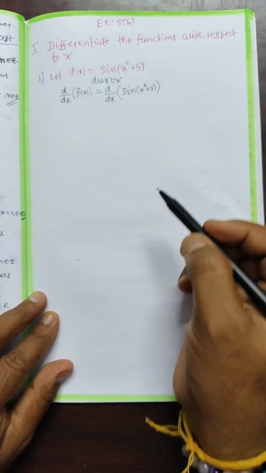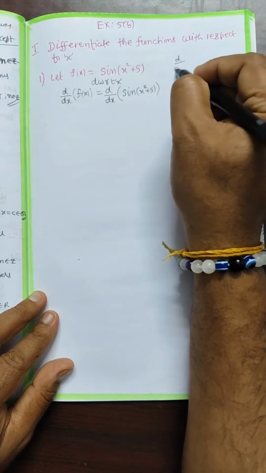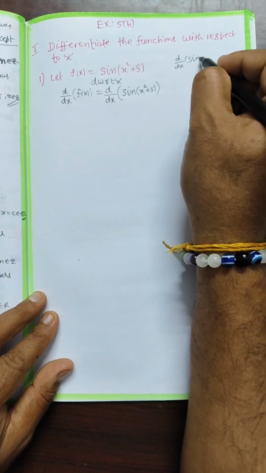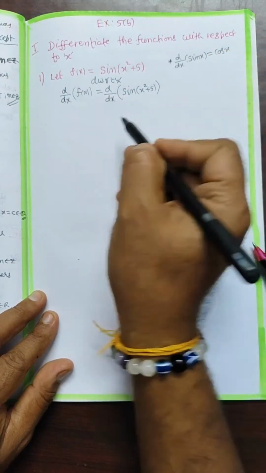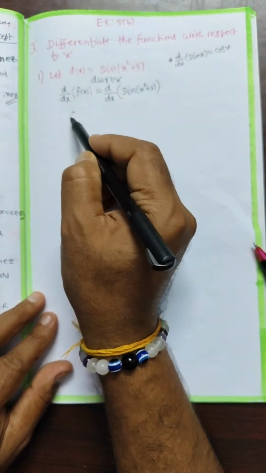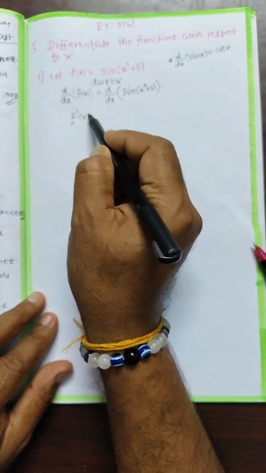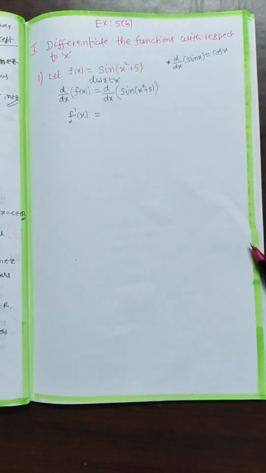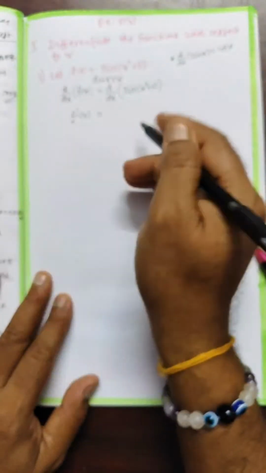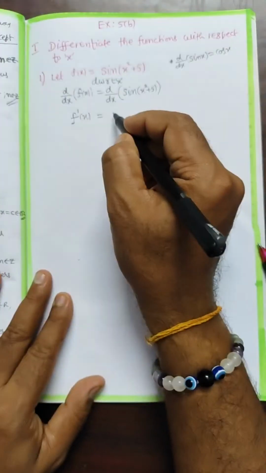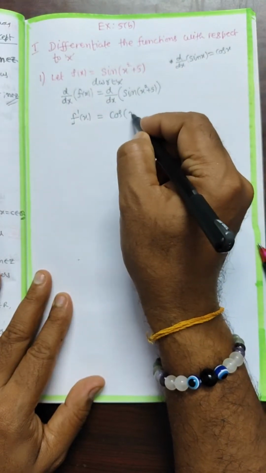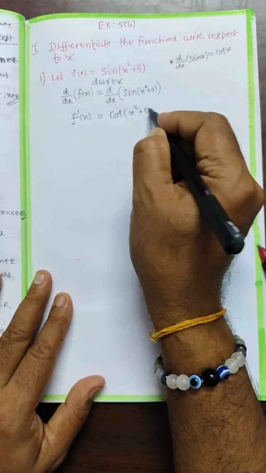d by dx of sine x, we know that d by dx of sin x is equal to cos x. So the same formula you have to apply. d by dx of f of x becomes f dash of x. d by dx of y means dy by dx or y dash or y1. Different ways are there to represent. So d by dx of sine of x square plus 5, by using this formula, is cos of x square plus 5. We cannot stop there.